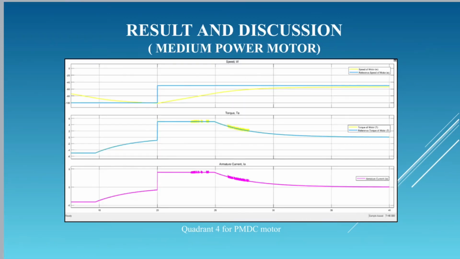The last quadrant is quadrant 4. In this figure, the graph shows the speed of the motor is negative, while the torque of the motor is positive. The torque is required to rotate the motor in the inverse direction. The armature current is inverse from that stated at quadrant 2.